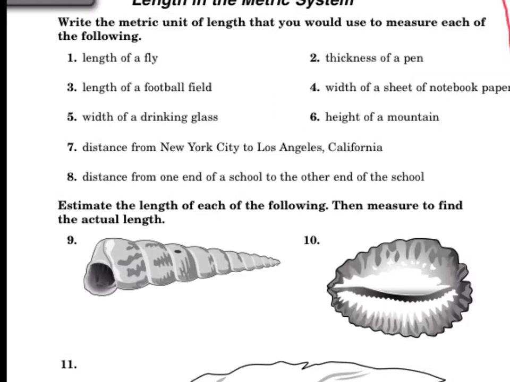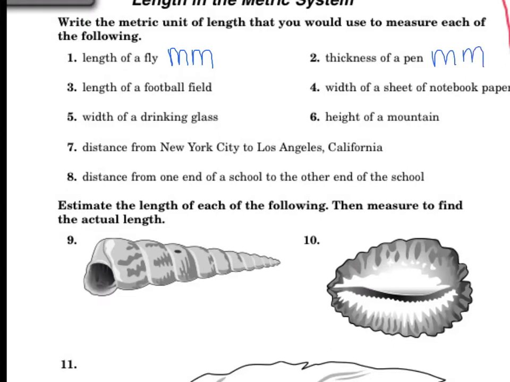that would be about, well, we would measure those in millimeters. We're not going to measure them, actually. We're going to say you would measure that in millimeters. It wouldn't make sense to measure that in kilometers or with a meter stick. It would be with millimeters. The thickness of a pen, that too would be millimeters. What about the length of a football field?